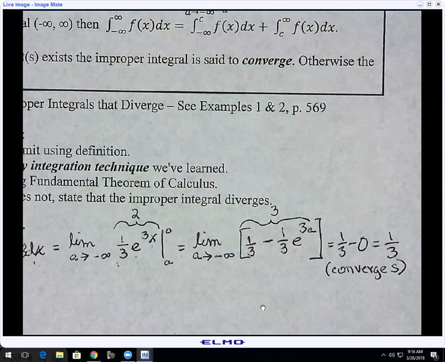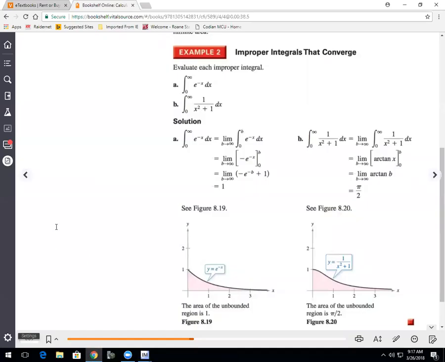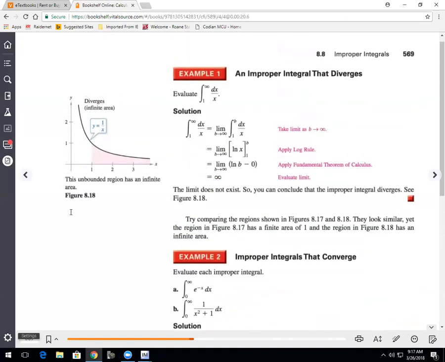Well, there's an infinite number of numbers between 0 and 1/3. So the area on that graph would be finite. But if there's a vertical asymptote and there's no limit, then the area would be limitless. It would be infinite. Then how do you explain the difference between that figure 8.18?